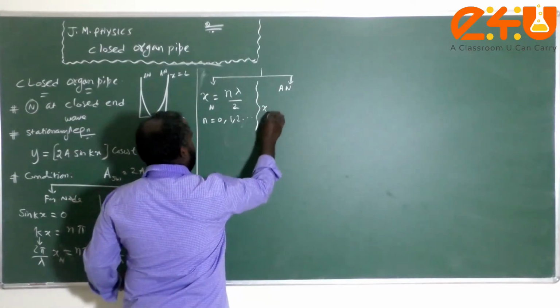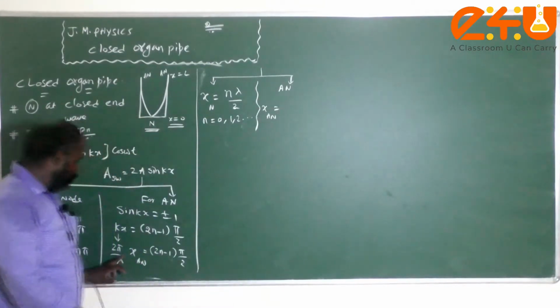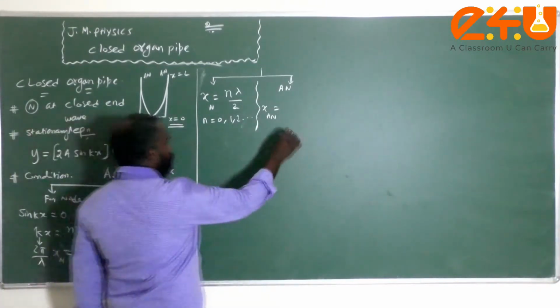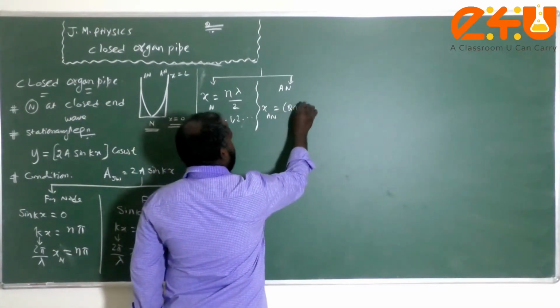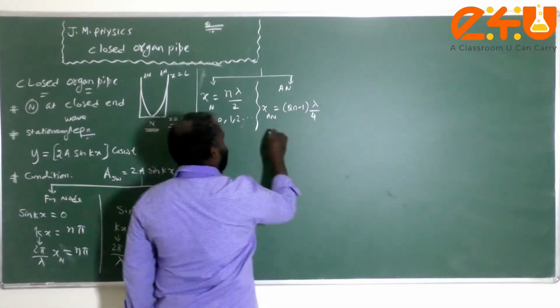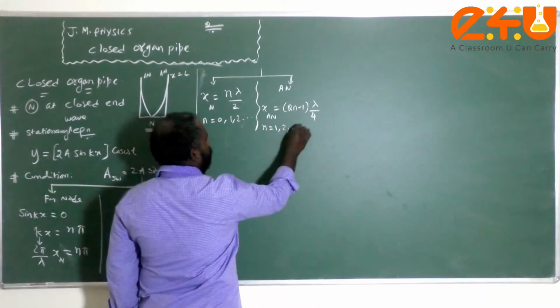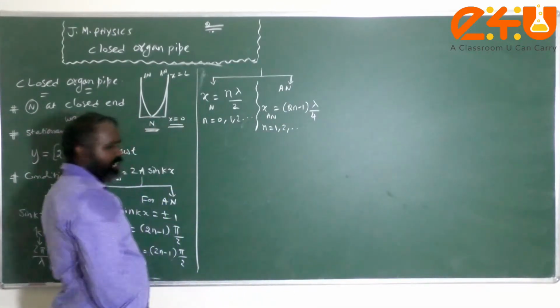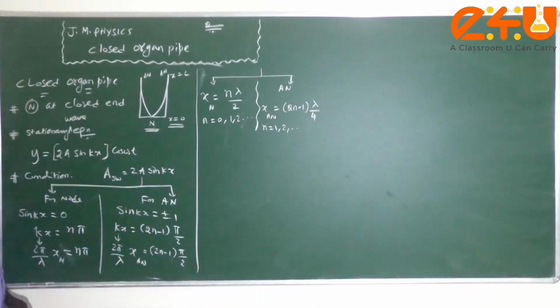Yes, x antinode, just cross multiply that, is equal to (2n minus 1) lambda by 4, where n is equal to 1, 2, 3, etc. So this is the condition. So first point, second point, third point.